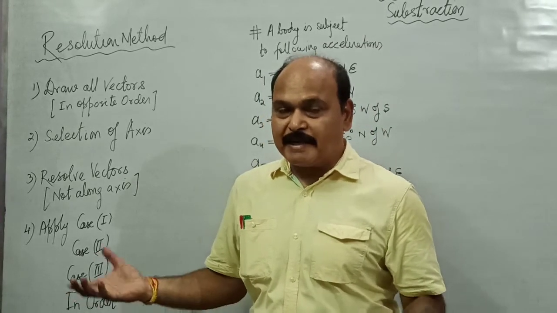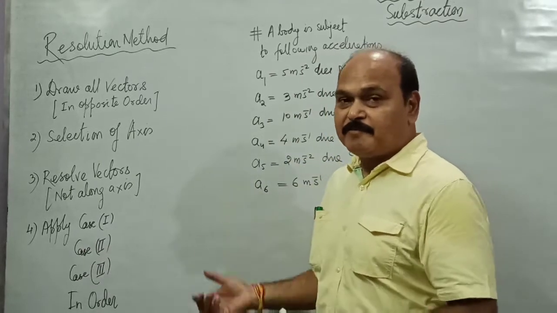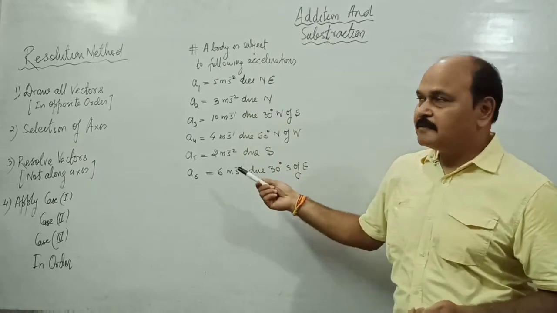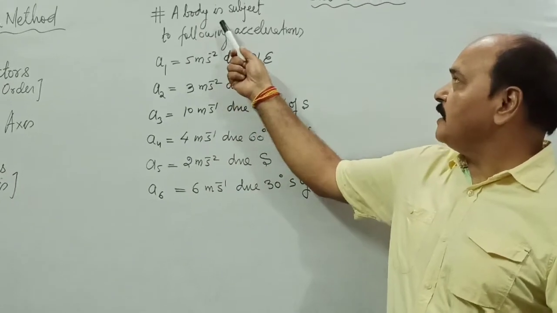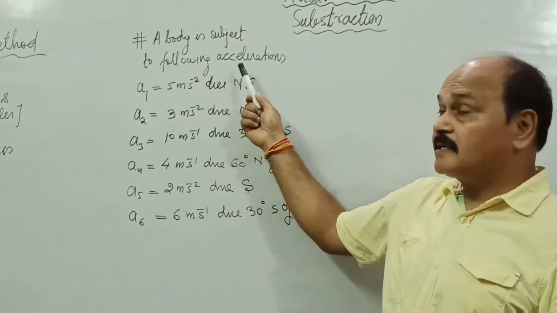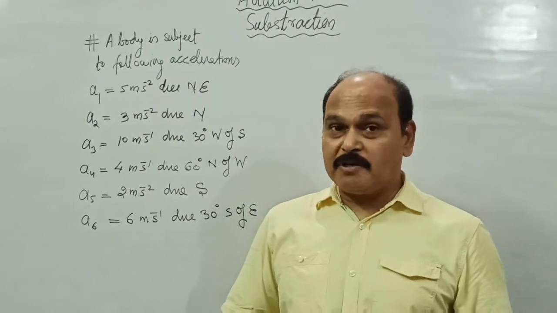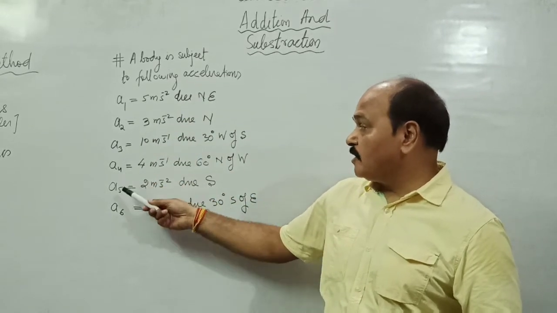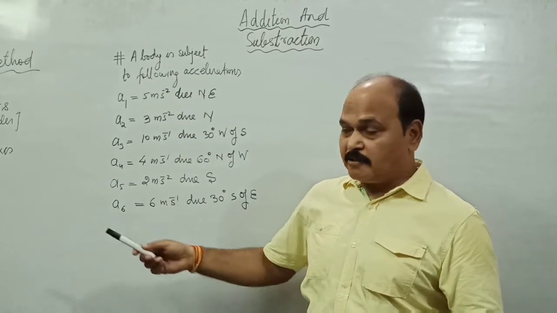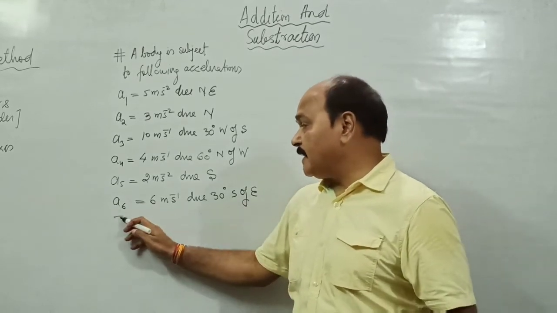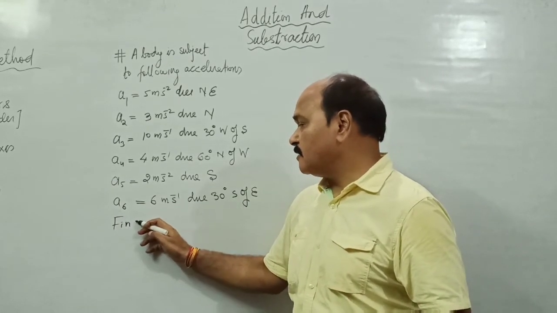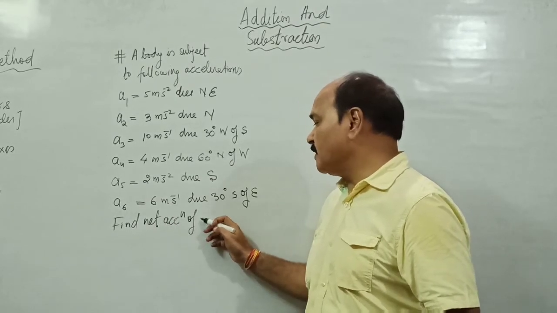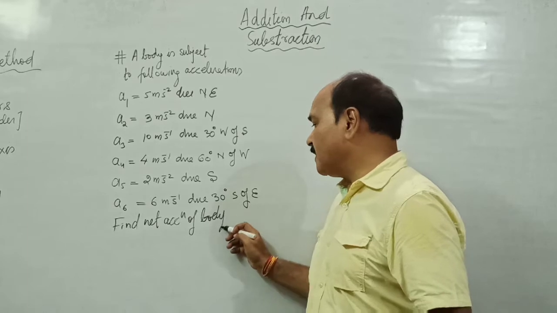Let's understand this technique by applying it in a practical situation. A numerical here. A body is subjected to the following accelerations: A1, A2, A3, A4, A5, A6. And the question is, find the net acceleration of the body.